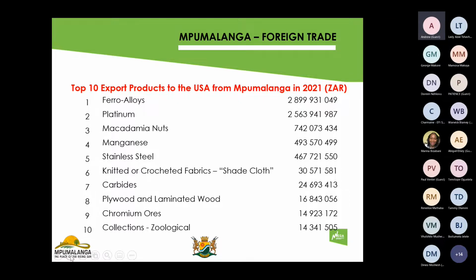The collections, this is zoological collections, of 14 million rand, that is hunting trophies. Obviously a lot of Americans come and shoot the big five in our province, all legally. We've got a strong taxidermy industry based in White River, and last year they exported close to 15 million rand worth of zoological collections back to the USA. Next slide.